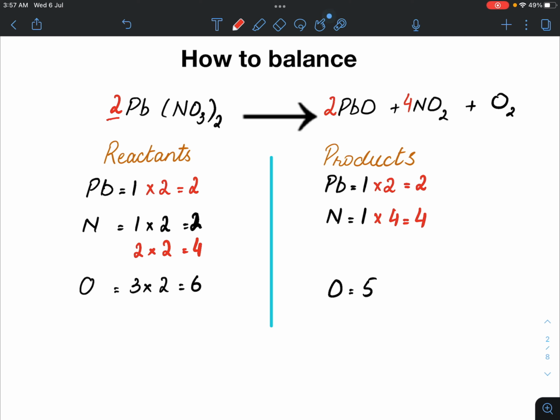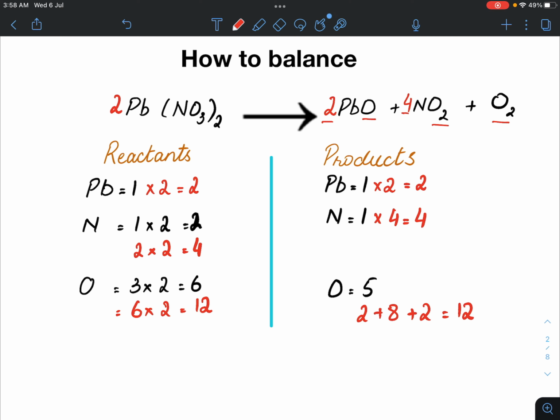Now this 2 gets multiplied with this O3 multiplied with this 2. So we get 6 multiplied by 2 equals 12. Now first let's count the number of oxygens to see if it is balanced, and if it's not, then we'll add our coefficients later. 2 oxygens, 8 oxygens, and 2 oxygens. 2 plus 8 plus 2 equals 12. It's already balanced, we don't have to do anything.